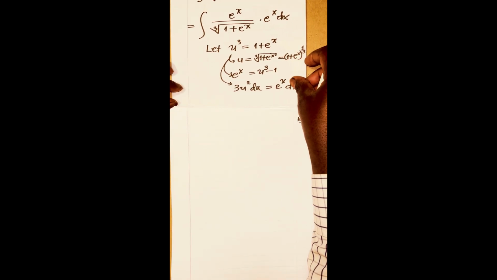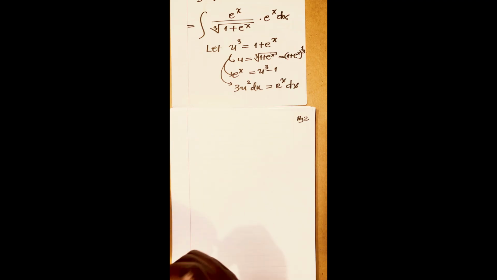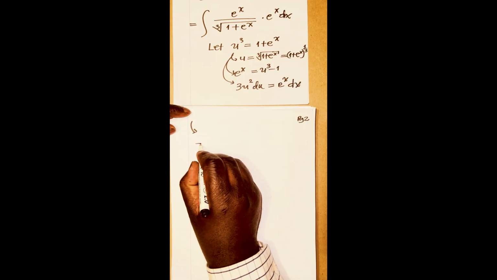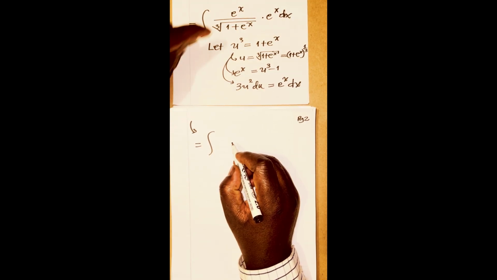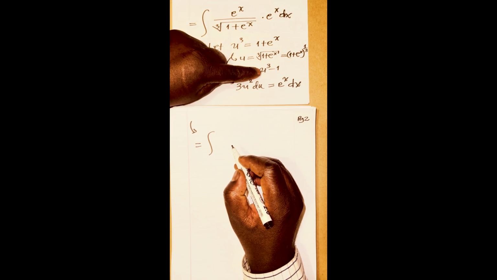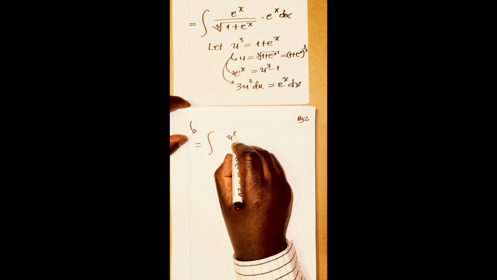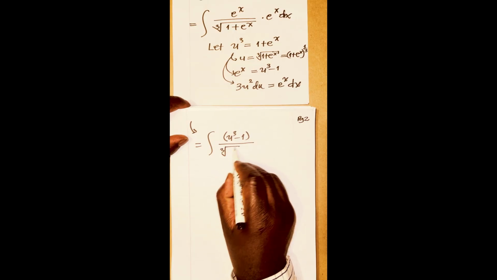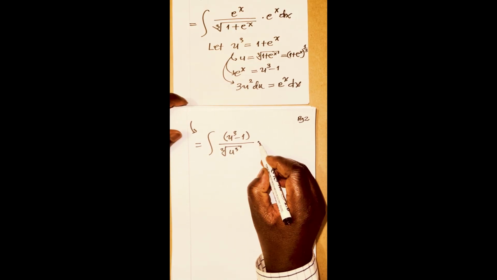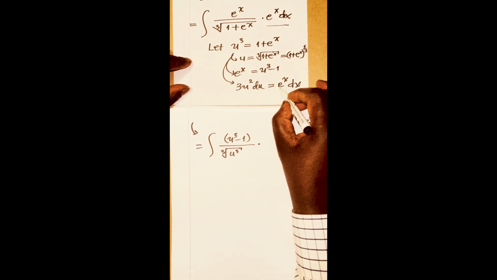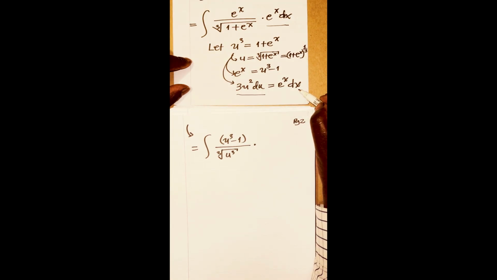Right. Now, fantastic. Now I'm saying this integral changes as follows. We're saying that integral is the same as the integral of, instead of e to the power x in the numerator, I'm going to have this expression here, u cubed minus 1. So we have u cubed minus 1 in the numerator divided by the cube root of u cubed times, instead of e to the power x dx, I'm going to have this expression here, because as you can see, the e power x dx is just 3u squared du.